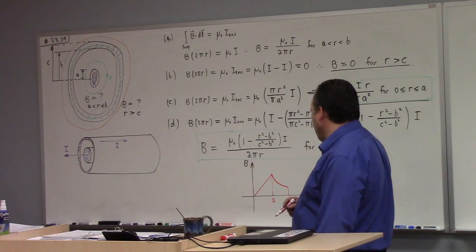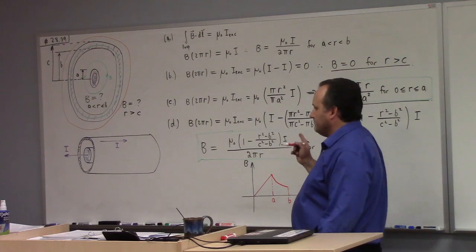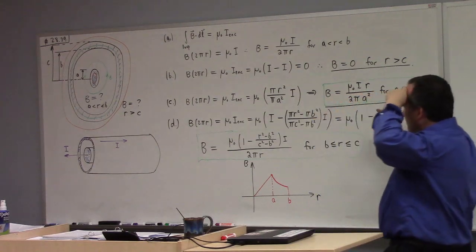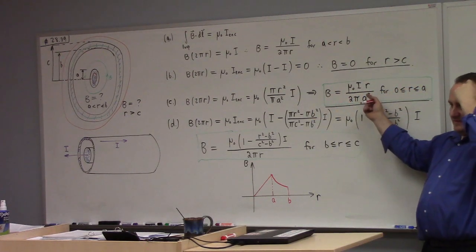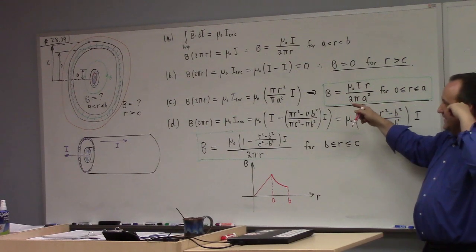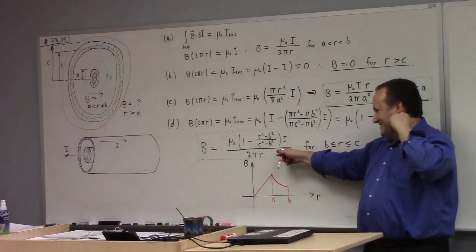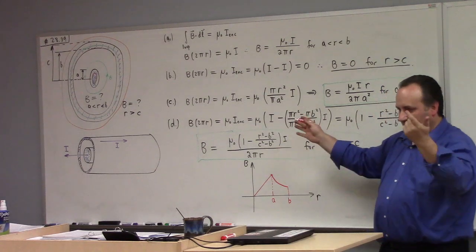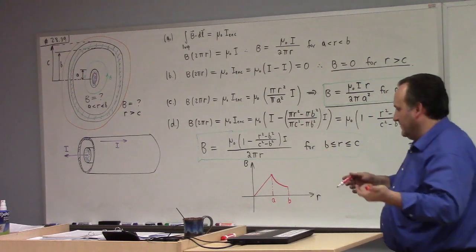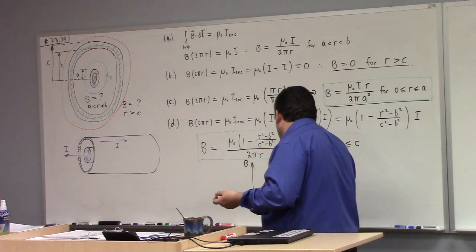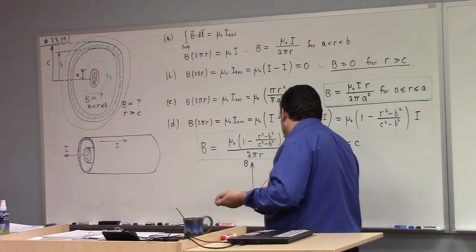So in the case of the inside, it was pretty easy to understand the graph, because if you look at this formula, it's just a constant times r. That's a line with slope mu naught I over 2 pi a squared. This formula here, it's not linear. It's something more nefarious, but it's some kind of curve. I don't know what it looks like offhand, but we do know that by the time you get to C, the magnetic field is 0. So it's got to look something more or less like that.